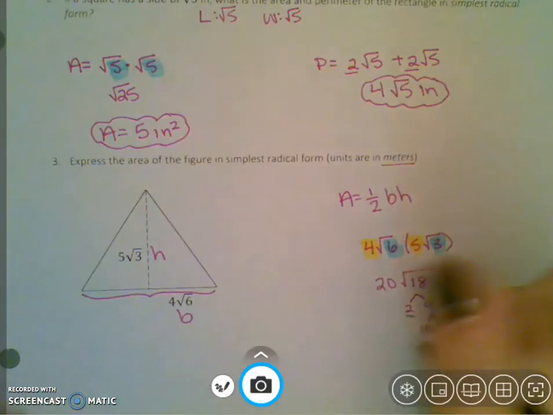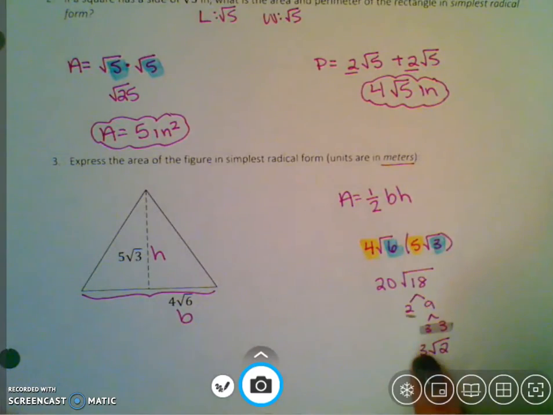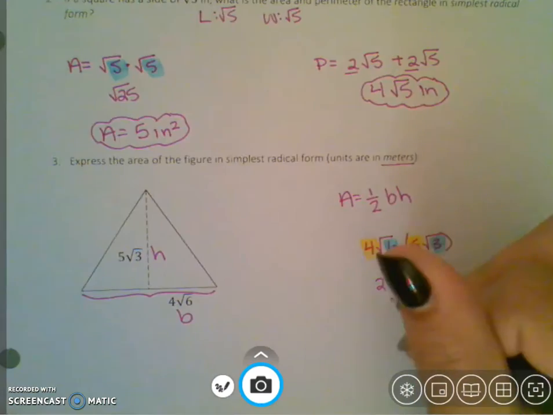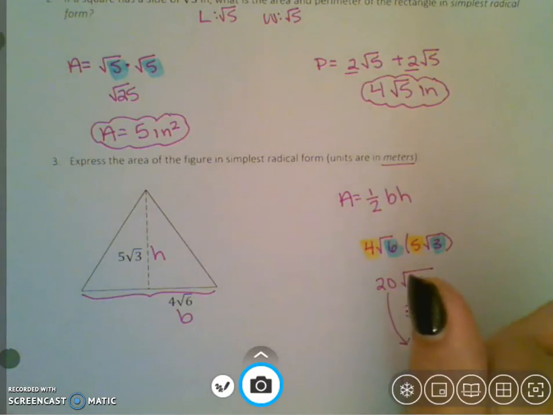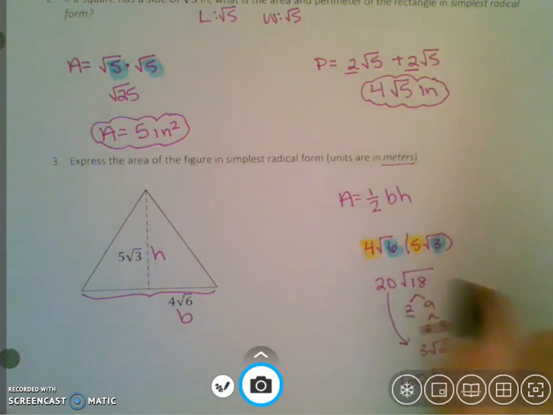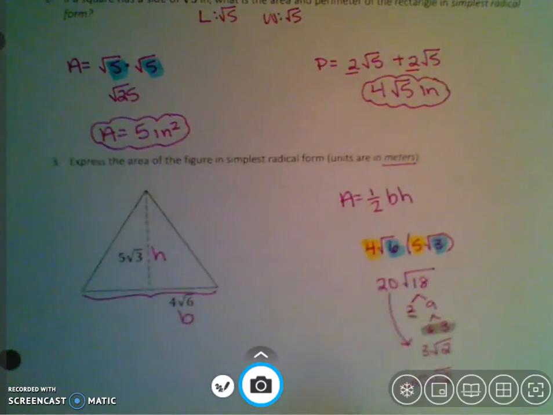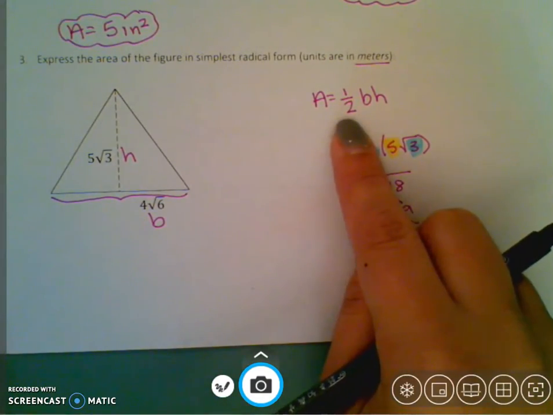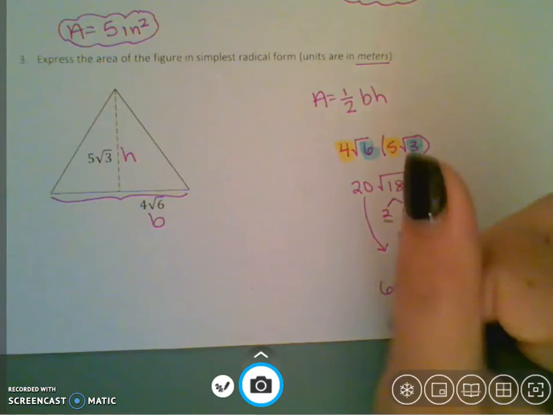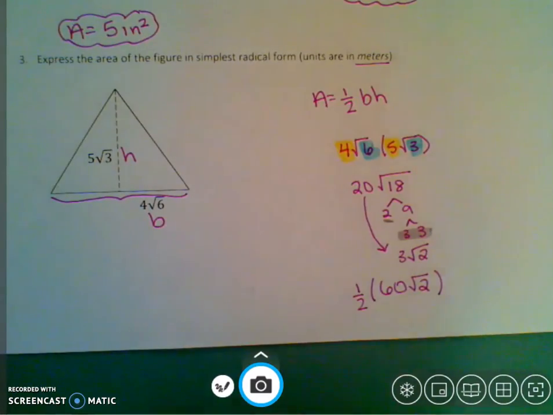So the 3 is going to come out, so it's 3 root 2, but that's just for this 18 part. You have to then multiply by the 20. 20 times 3 gives you a 60 root 2. But I'm not done, because originally we said we're going to leave this 1/2 off. So I need to bring this 1/2 down, and it's 1/2 times your answer.